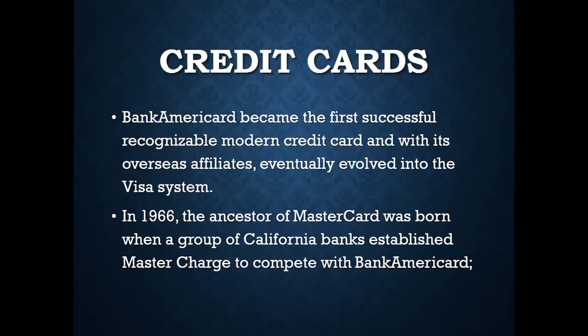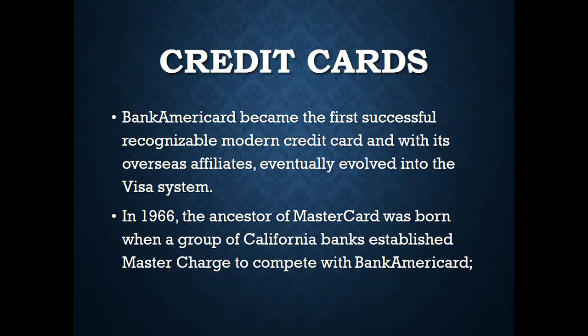Before I go into the competitor, after Bank America became successful, a lot of people subscribed to their cards. They had a lot of benefits. They were the leaders of the market. And then eventually, this Bank America evolved into what we have today as the Visa system. So the Bank America, which was introduced in 1958, worked so hard through the years and eventually evolved into the Visa system.